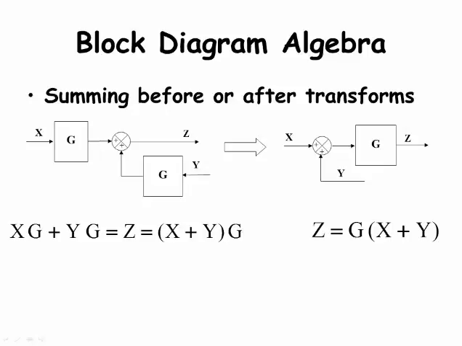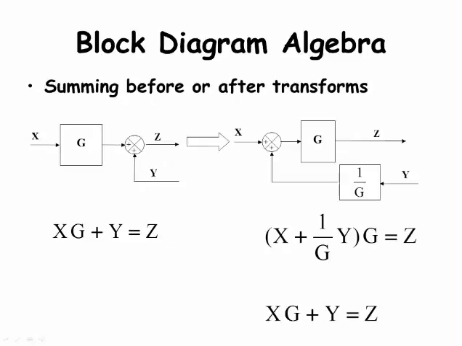So by looking at the block diagram to the left and starting at the output Z, we can write that X times G plus Y times G equals Z. Then algebraically, we can pull out the G term and get that Z equals G times X plus Y. Now looking at the figure to the right, again starting with the output Z, we can write that X plus Y times G equals Z. So this means that the two figures are equivalent. I prefer working with the algebraic equations, but some people prefer the block diagrams.